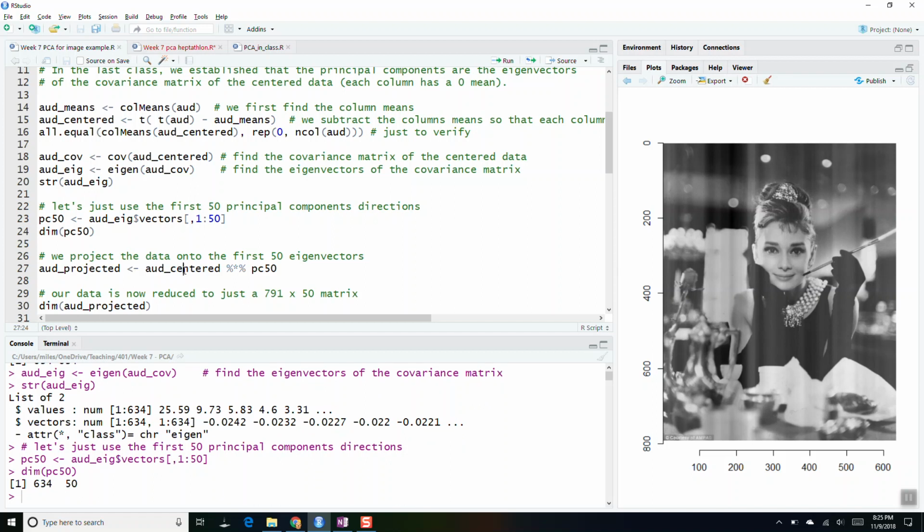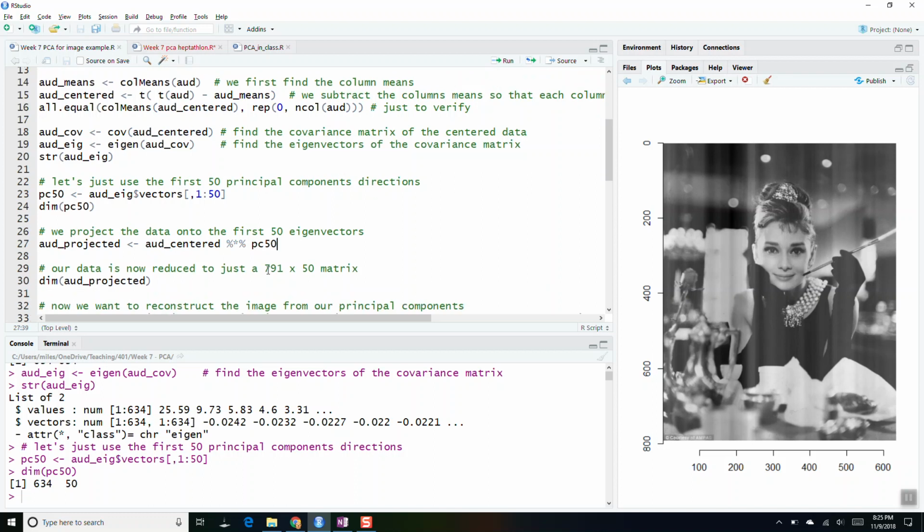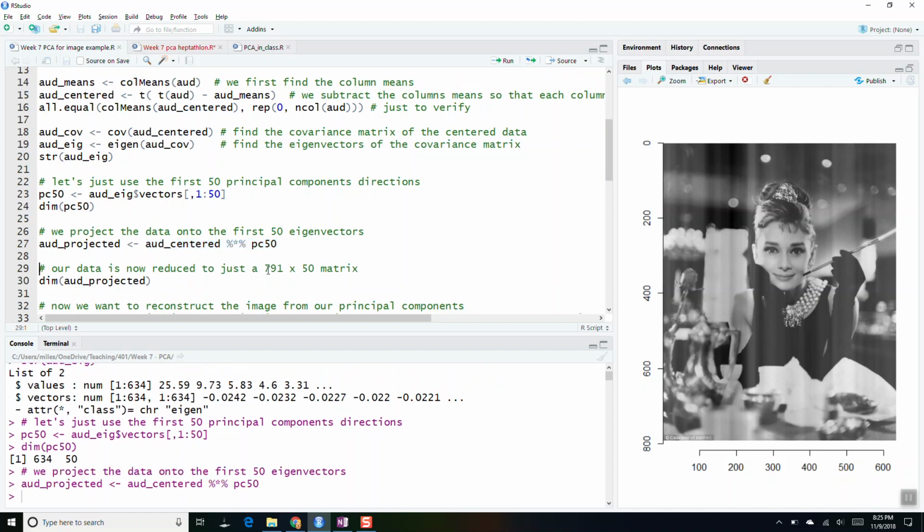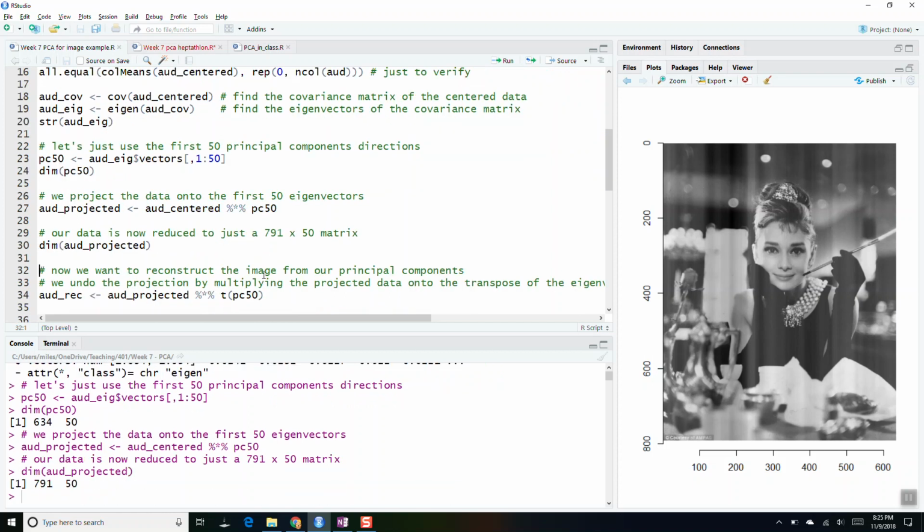And so I'm going to take my original centered data and multiply it by these 50 weight columns. And this will create our projected data. And our projected data has 791 rows and 50 columns, okay? So in our original matrix, we have 791 rows and 634 columns. We've now projected this down to 791 rows and only 50 columns, okay?